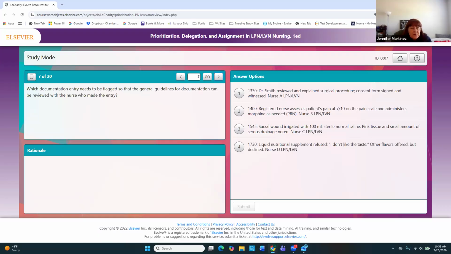Number three, at 1545, sacral wound irrigated with 100 mLs of sterile normal saline, pink tissue and small amount of serous drainage noted. Number four, at 1730, liquid nutritional supplement refused. "I don't like the taste." Other flavors offered but declined.